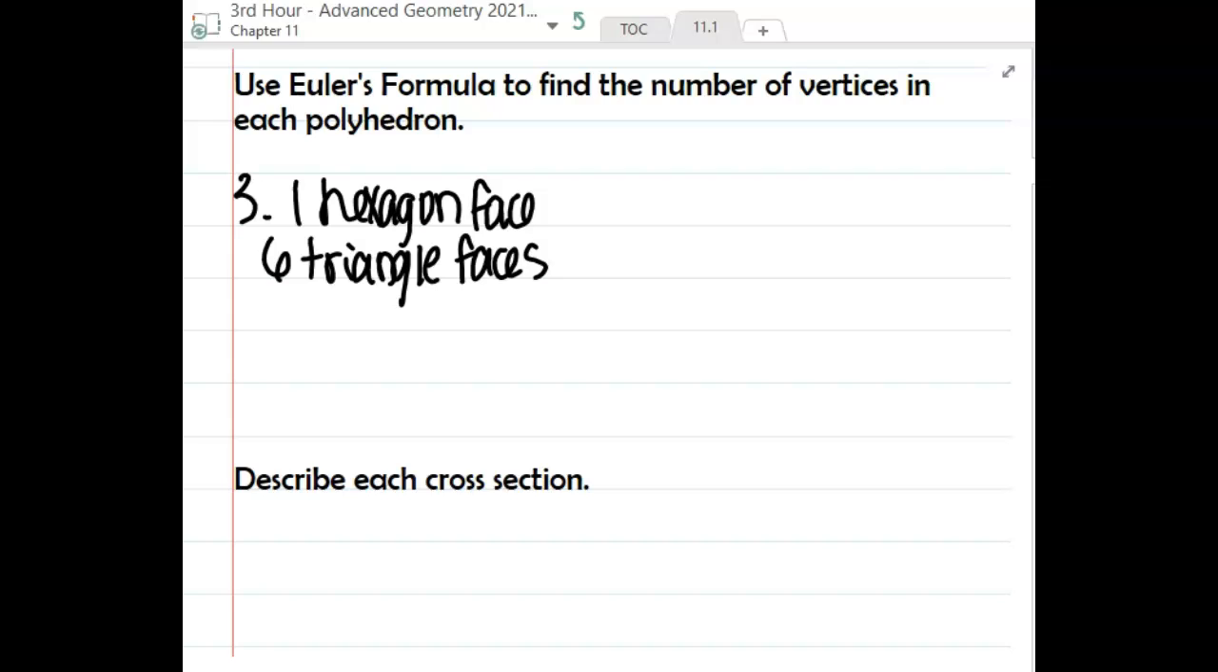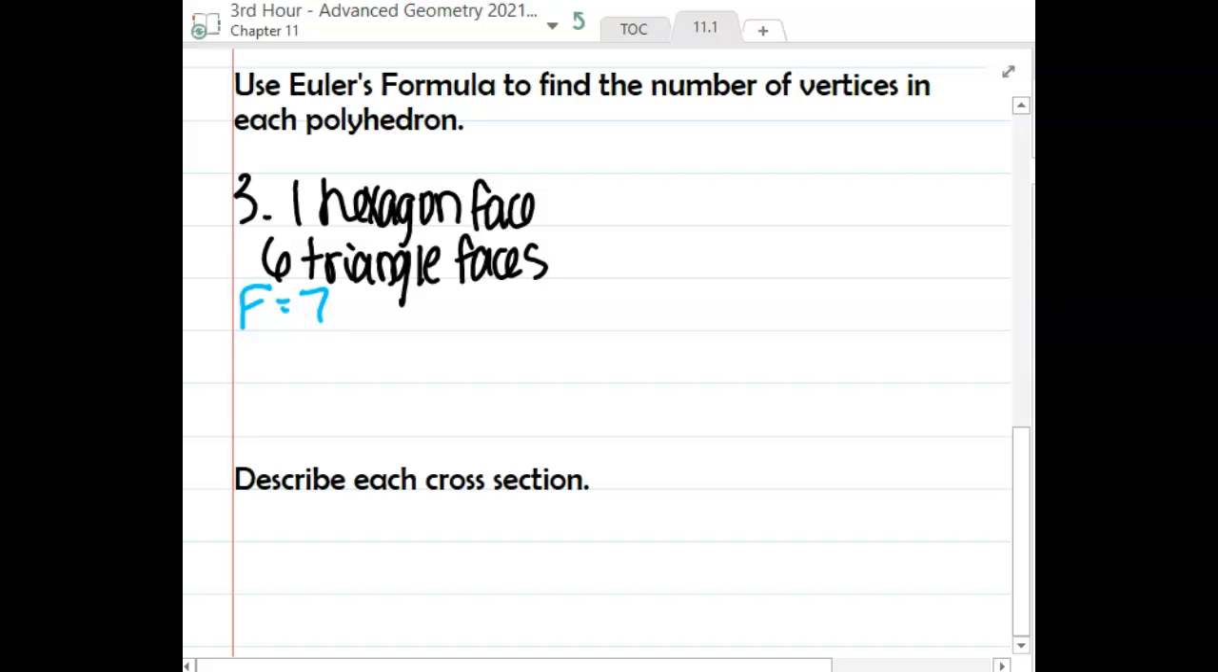Now, first of all, I'm looking for the number of vertices, so I'm not going to know what V is. But if I'm using a formula, and I have 3 variables, right, my F, V, and E, if I'm looking for one of them, I have to know the other 2. So I have to know F, the number of faces, and then I have to know the number of edges. Well, the number of faces, how many faces are there? 7. Right, there's 1 hexagon face, 6 triangle faces, there's 7 faces.